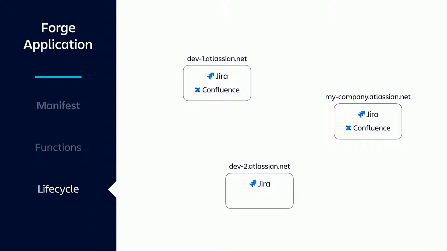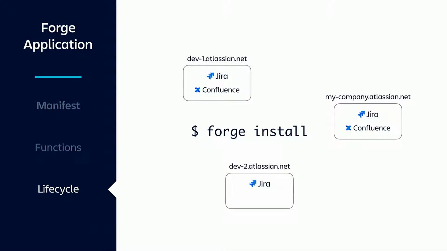So before your app starts working, it needs to be installed into a site and the product. You need to run the forge install command, and from then on, your application can start receiving events from the site or showing user interface, and so on.